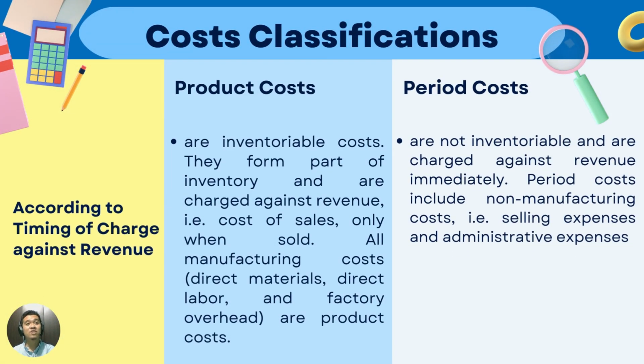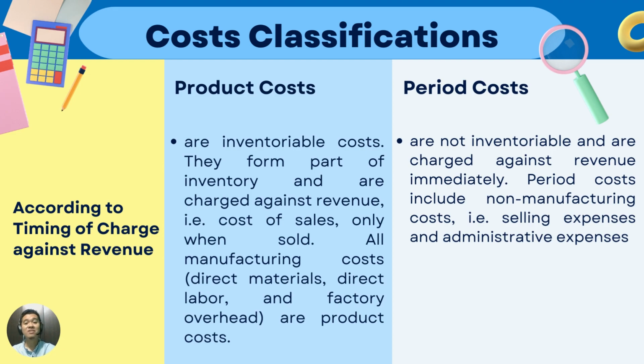Next, you also categorize costs according to the timing of charge against revenue. So we have what we call the product costs and the period costs. Product costs form part of the inventory and are charged against the revenue right away if they are sold. These are also called inventoriable costs because it is the cost of the product, or ang cost sa paghimo sa product. So all manufacturing costs, the direct materials, the direct labor, and the factory overhead, are all product costs.